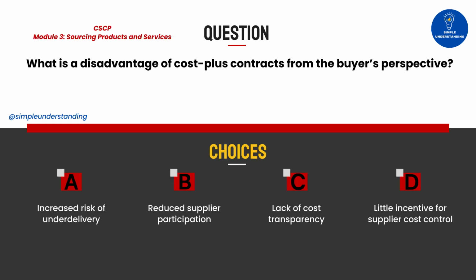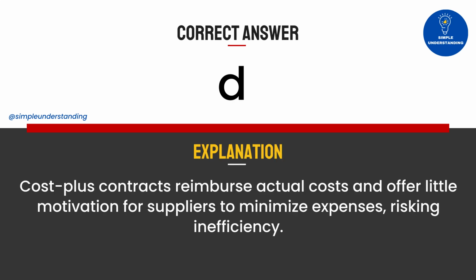15. What is a disadvantage of cost-plus contract from the buyer's perspective? A. Increased risk of underdelivery. B. Reduced supplier participation. C. Lack of cost transparency. D. Little incentive for supplier cost control. Correct answer, D. Explanation: since suppliers are reimbursed for all costs, they lack motivation to control expenses, potentially inflating costs.